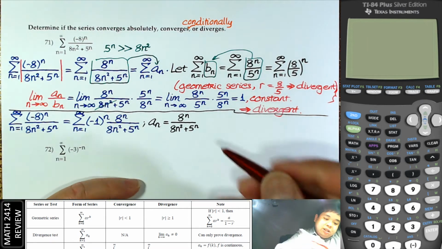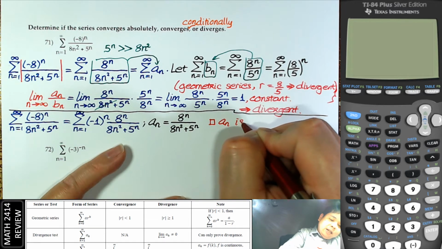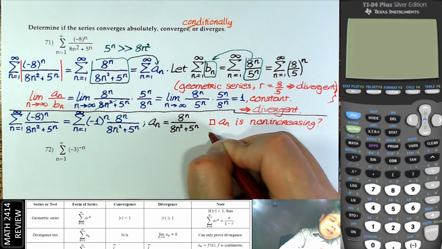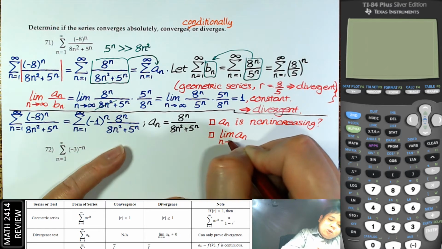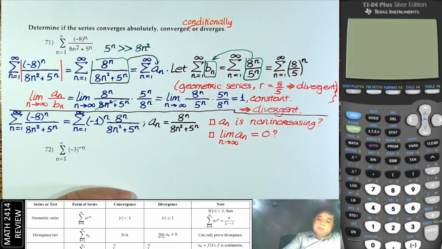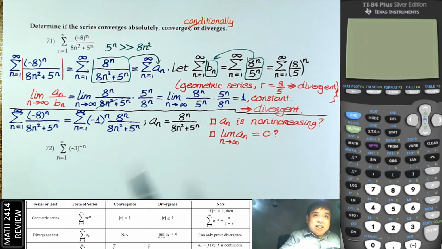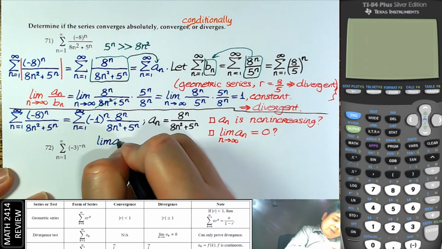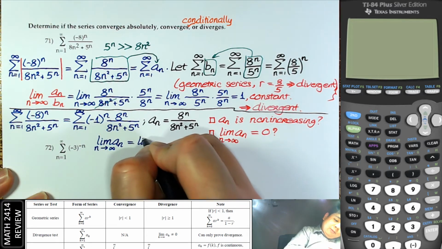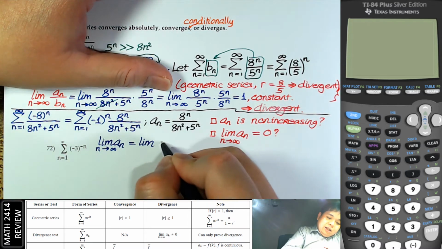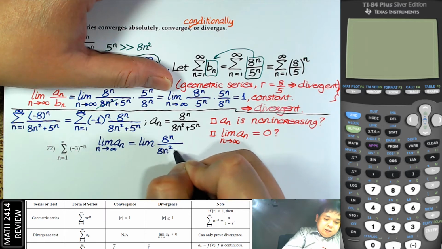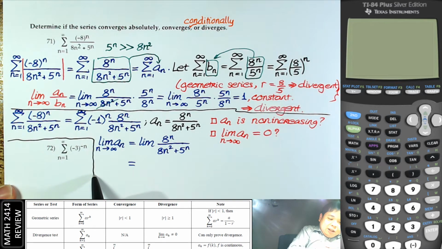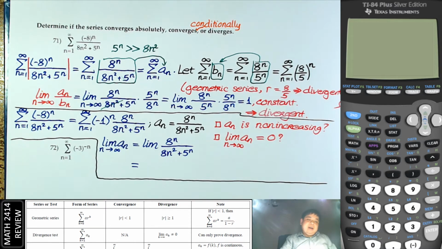Right, and we will test two things. First is a sub n non-increasing or not. And second, does the limit of a sub n as n goes to infinity equal 0? So actually the second one is easier to check, so I'm going to check the limit of a sub n as n goes to infinity. Right, so the limit here. Sorry, I really should have a lot more space, but the next one will not take a lot of space, so it's good then.